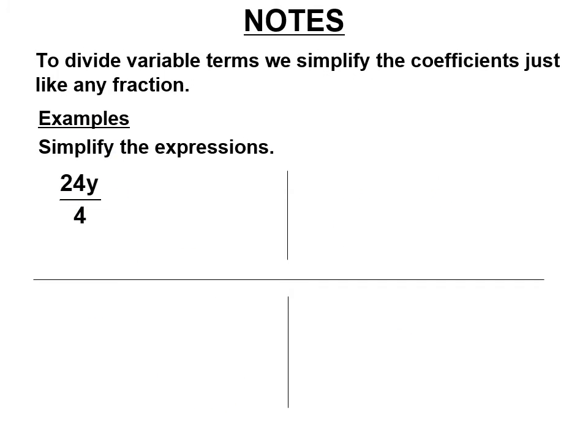All right, so we're going to divide variable terms. We simplify the coefficients just like any fraction, right? If you have 24 fourths, 24 divided by 4 is 6. Now we're going to write it this way. We're going to say 4 divided by 4 is 1, 24 divided by 4 is 6. Then we have 6 times y. Now we have 6y over 1. You can skip that and go right to 6y, the answer. That first fraction will always equal 6 times whatever y is.